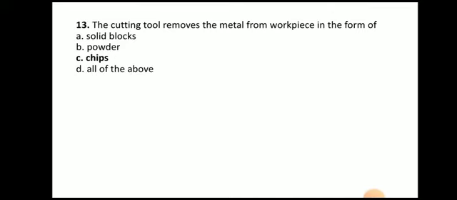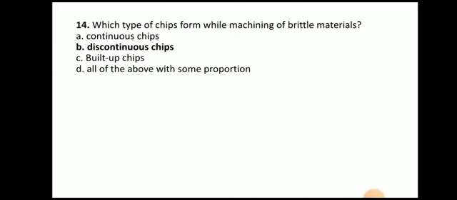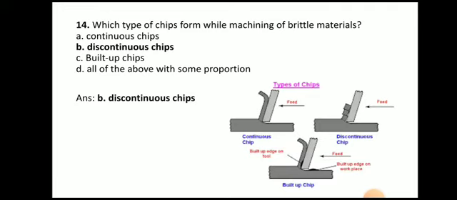Next question. The cutting tool removes the metal from the workpiece in form of. The answer is chips. Here you can see the chips are produced. These are the types of continuous chips. So the chips are produced during machining. Next question. Which type of chip forms while machining of brittle metal? The answer is discontinuous chips. There are three types of chips: continuous chips, discontinuous chips and built-up chips. While machining brittle material, discontinuous chips are produced.